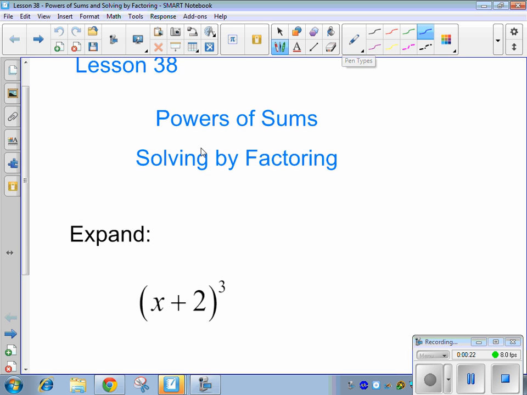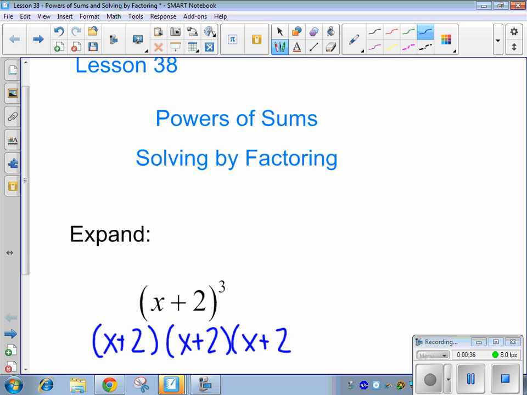We're being recorded. All right, guys, so whenever we have an exponent, it just means this thing times itself that many times, right? So if I wanted to just rewrite this, I would rewrite it as x plus 2 times x plus 2 times x plus 2.